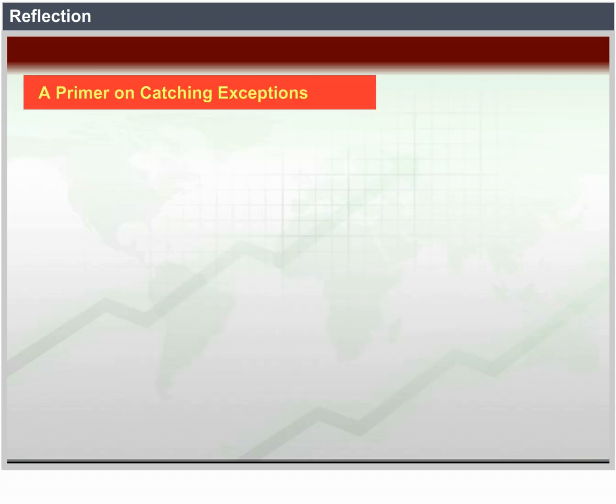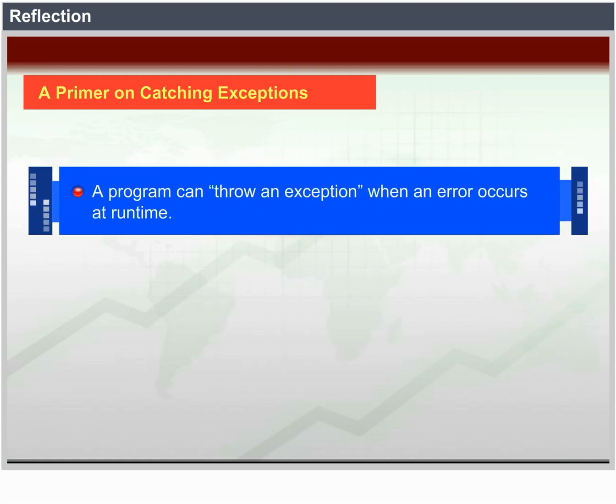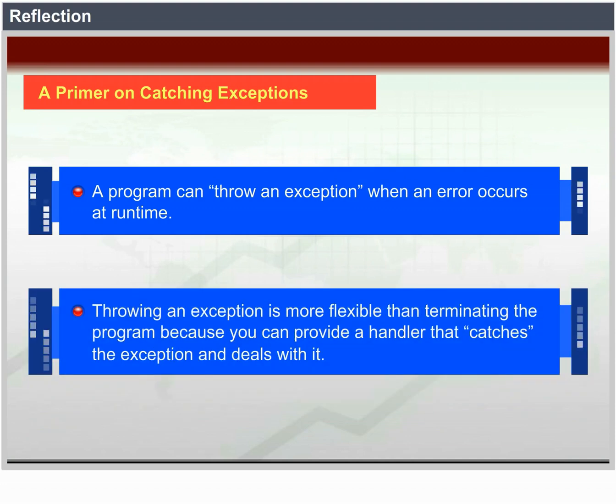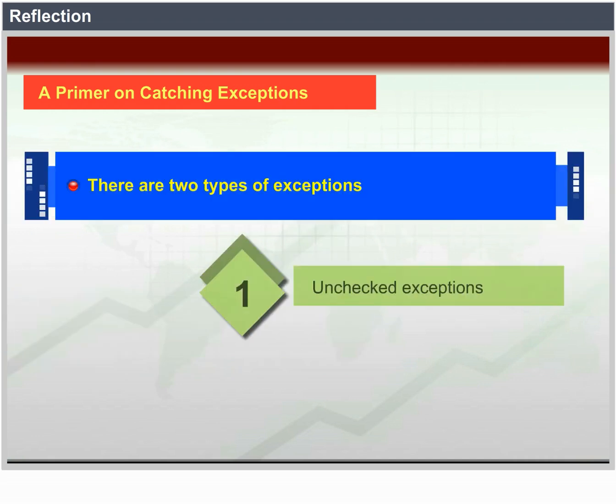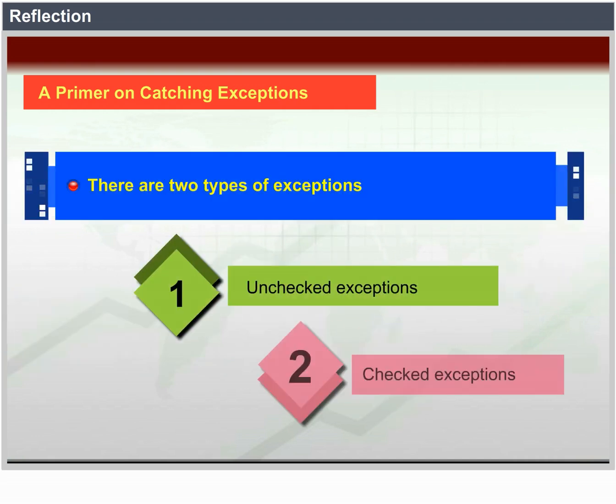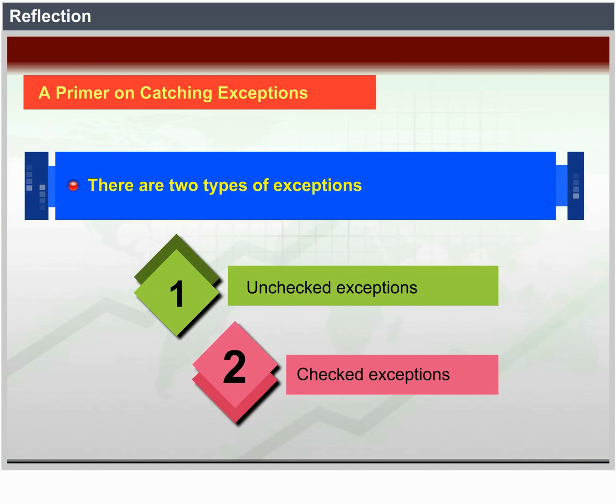A primer on catching exceptions. A program can throw an exception when an error occurs at runtime. Throwing an exception is more flexible than terminating the program because you can provide a handler that catches the exception and deals with it. There are two types of exceptions, unchecked exceptions and checked exceptions.